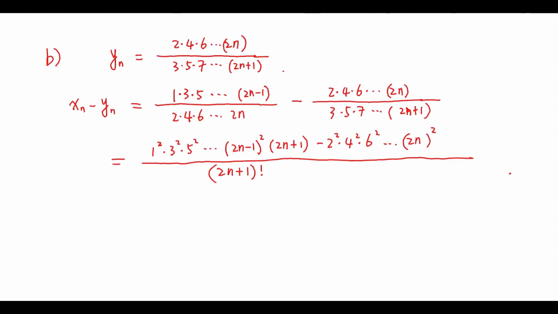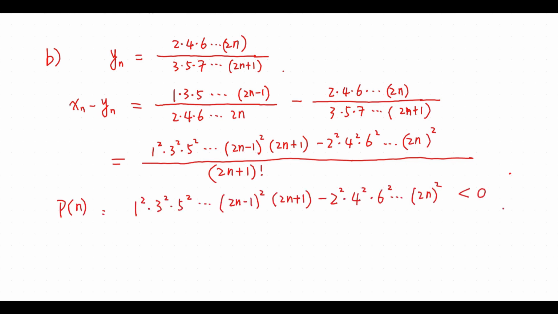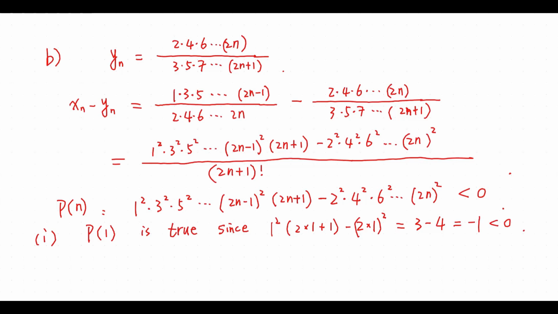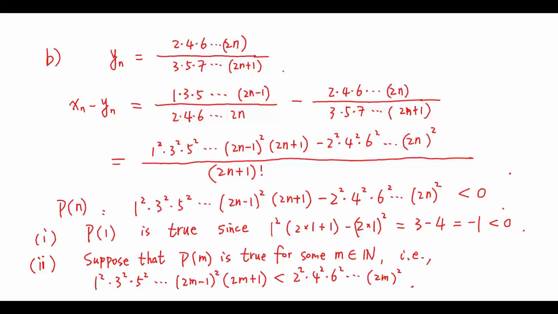Now, we see that xn minus yn is given by this one. We will prove a proposition Tn says the denominator of this one is less than 0. We see that T1 is true. Suppose that Tm is true for some positive integer m. This says we have this inequality.